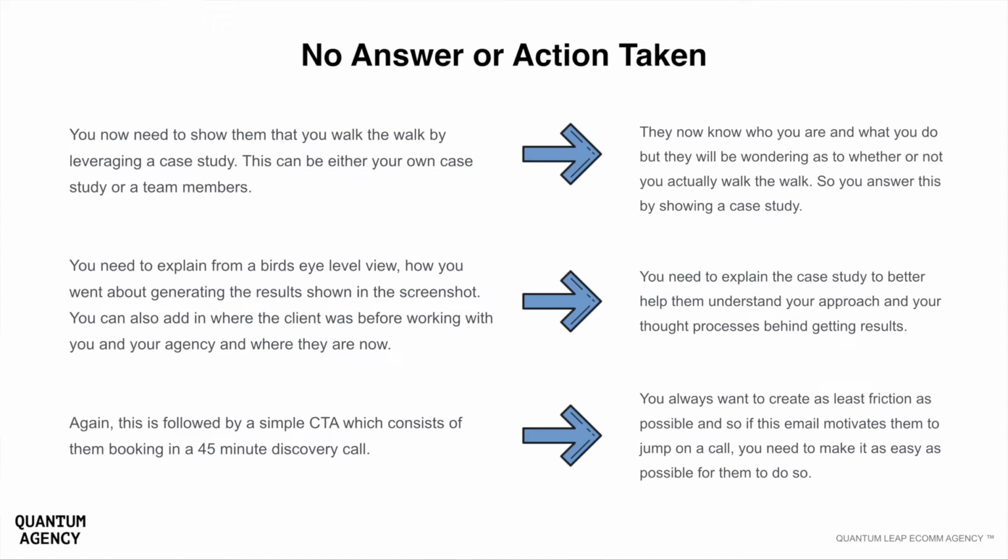You always want to create as little friction as possible, and so if this email motivates them to jump on a call, you need to make it as easy as possible for them to do so. So if you send this second follow-up email, okay, it's at this point that they're like, okay, I need to jump on a call with this person. I can see that they genuinely can take me to where I want to get to. I want to go ahead and jump on a call. From them thinking that to them being able to physically book in a call with you, you need there to be no friction.